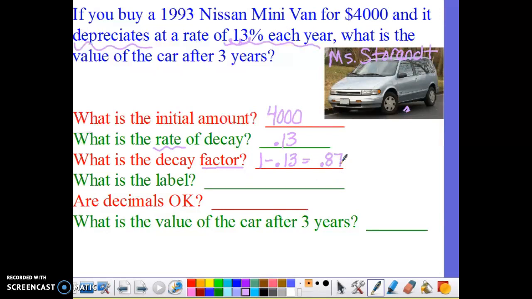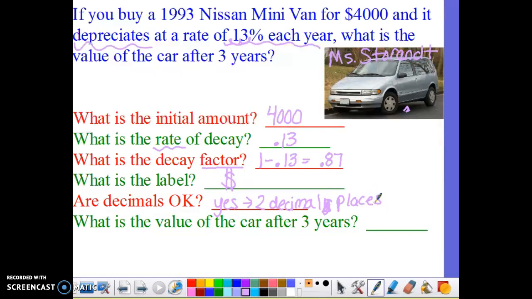as my decay factor. This one says, what is the label? Well, I'm talking about the value of the car, so it would be money. Are decimals okay? Yes. Specifically, since it is money, we should have 2 decimal places.